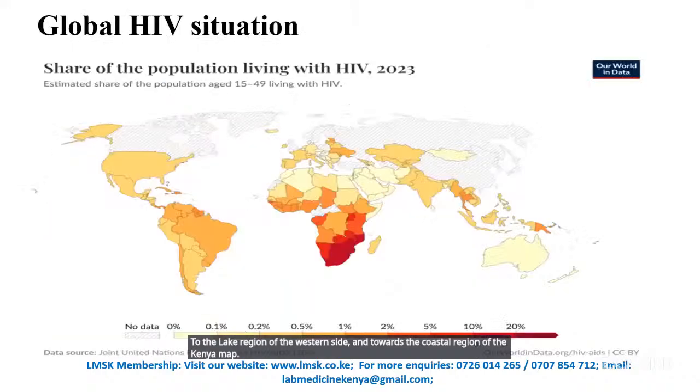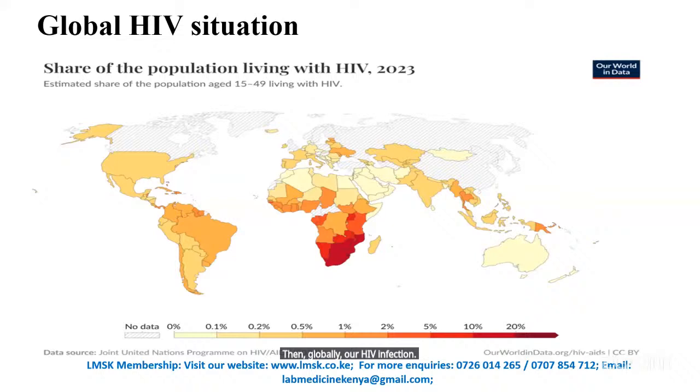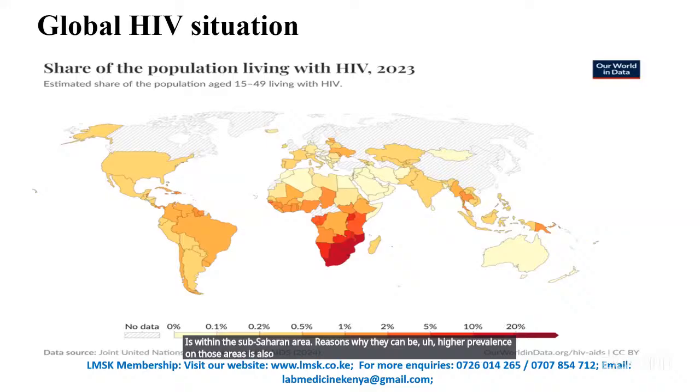Then globally, HIV infections are also spread the way we can see them on the map. In the South American area, the prevalence is low, but the most hit place is within the sub-Saharan area. Reasons why there can be higher prevalence in those areas include accessibility to prevention interventions.